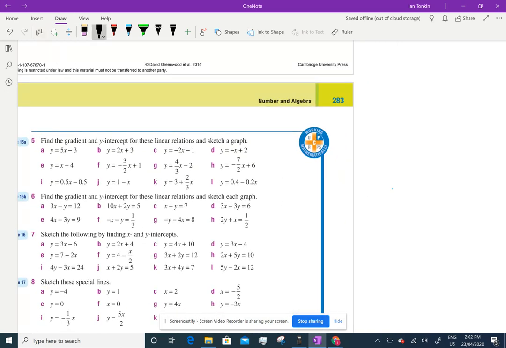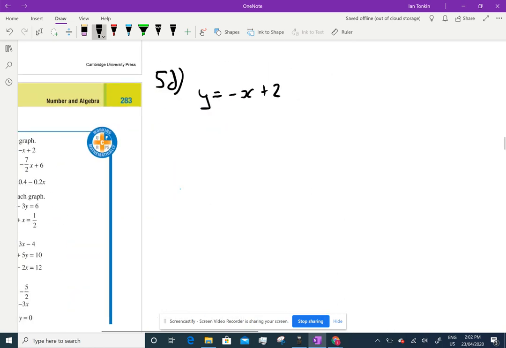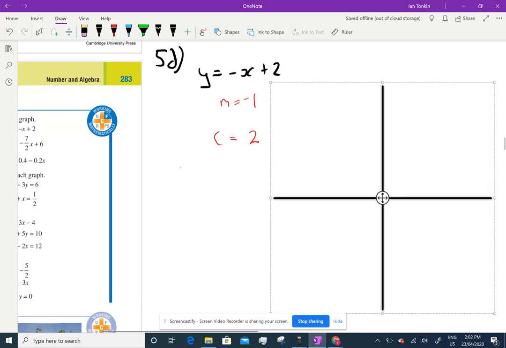So, question 5, 5D. Y equals negative x plus 2. Well, what do I know straight away? And this is what you've got to ask yourself. What's the gradient? Well, the gradient is negative 1. What's the y-intercept? The y-intercept is positive 2. So, straight away, I know that this equation has a negative gradient that goes through 2. So 1, 2. And it's a gradient of 45 degrees.